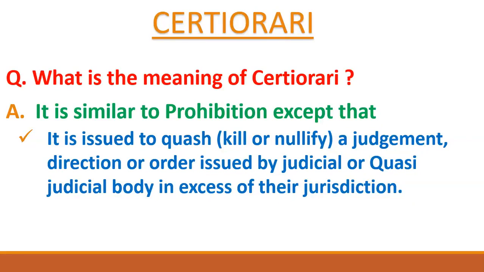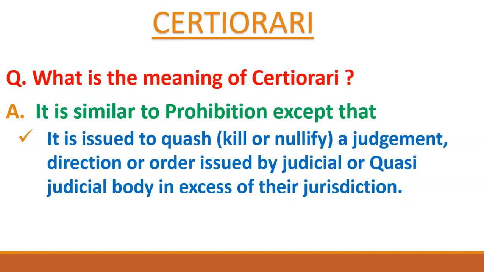And then what will the Supreme Court do? It will take over this case, proceedings will go on in the Supreme Court, and finally the Supreme Court will give the judgment on this case. So what happens in prohibition? The case is still going on, and the Supreme Court stops the subordinate court or any judicial or quasi-judicial body from proceeding with the case.